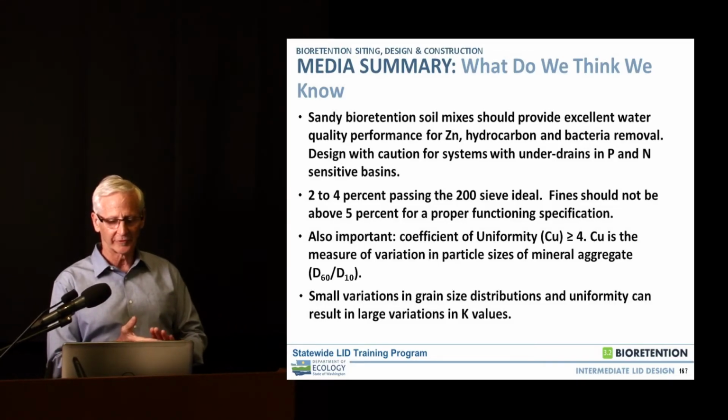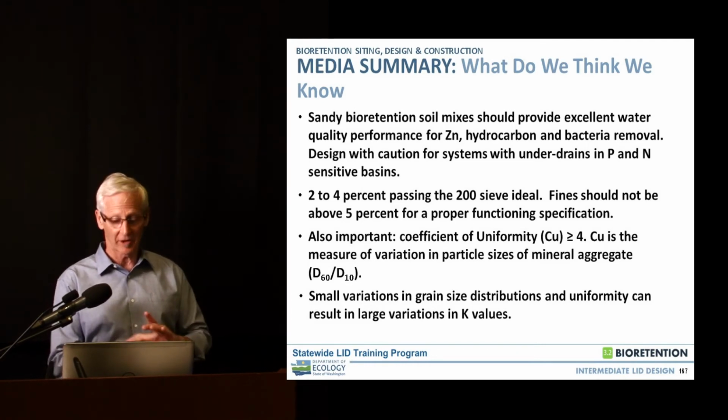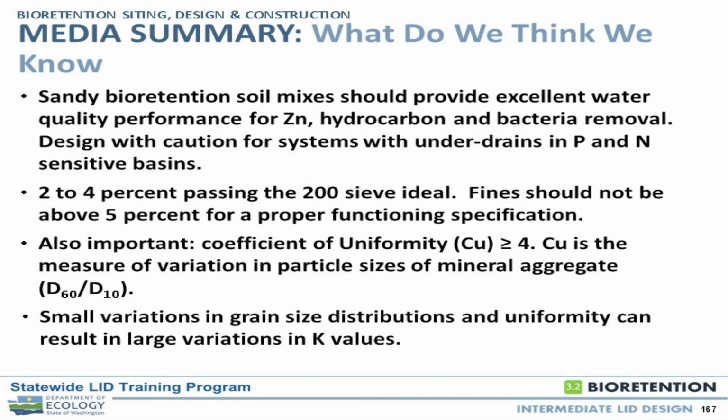If you're concerned about phosphorus, nitrogen, and copper, I would add here. And there are memos out now from Ecology restricting where you can use that 60-40 mix. So you just need to be aware of that. The 2 to 4% passing the 200 sieve is ideal.